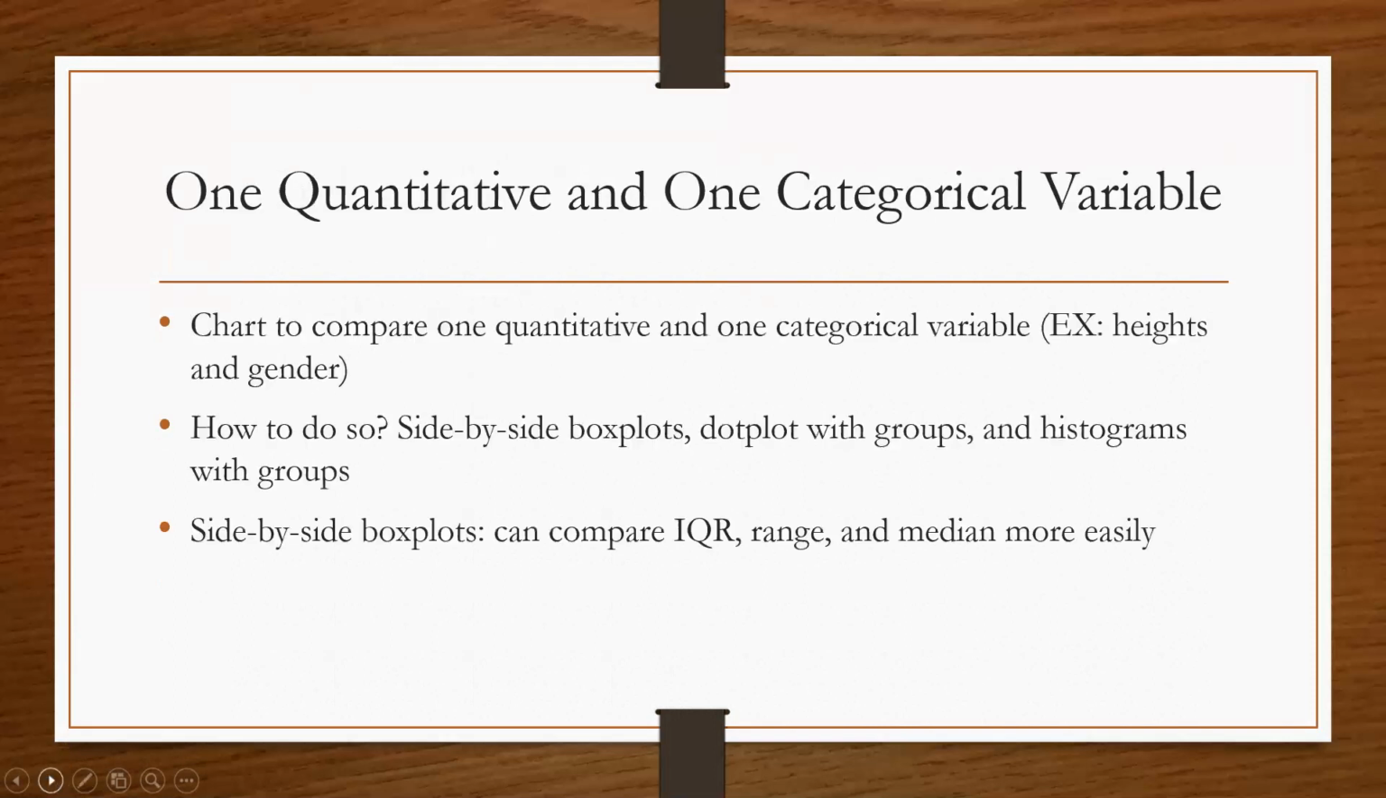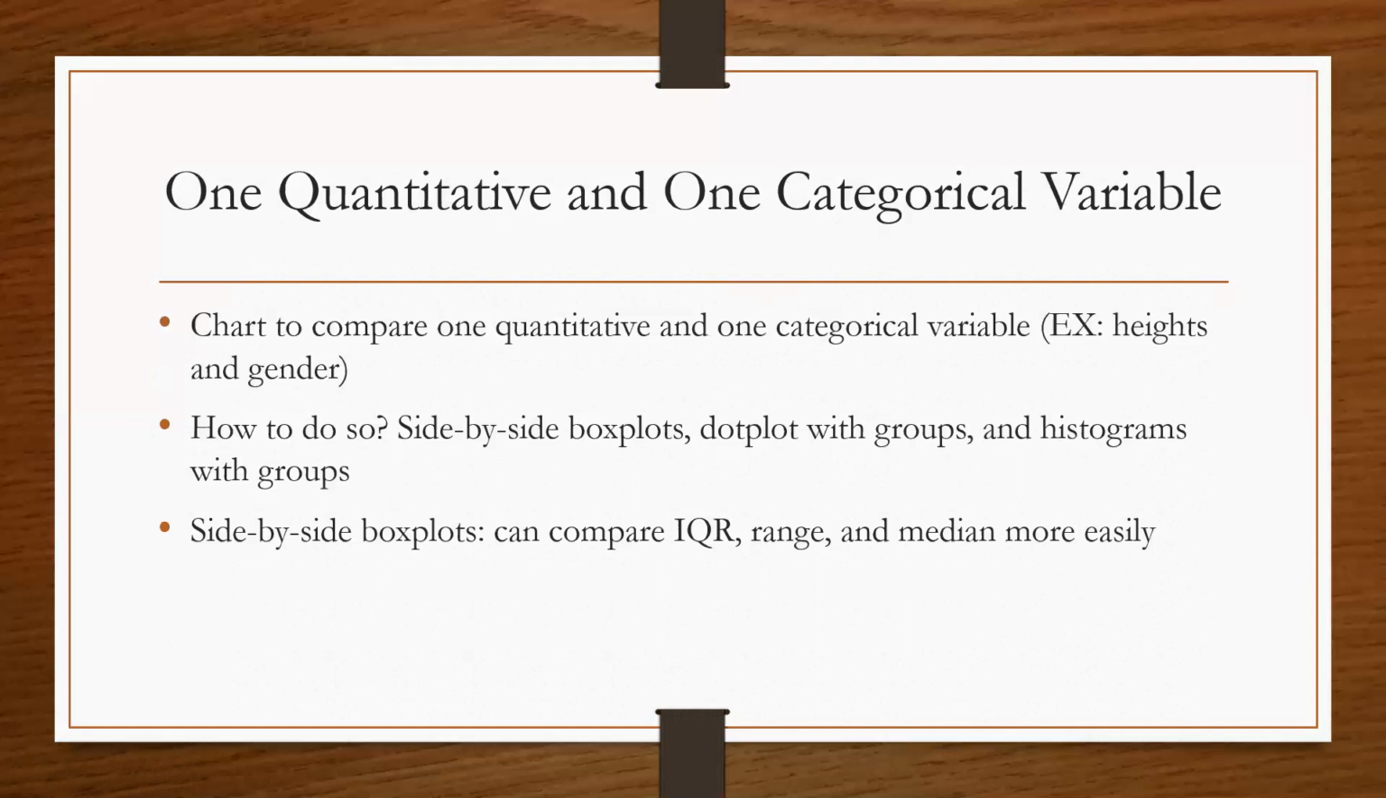So, all right. In the last lesson, we talked a lot about just graphing one categorical variable or one quantitative or even a little bit of two categorical variables. But now we're going to be going into a little bit more detail for that. So for one quantitative and one categorical variable, you're going to have a chart. Some examples of this are side-by-side box plots, dot plots, and histograms with groups so that you can kind of visualize it. It makes sense when you see the graphs and everything.